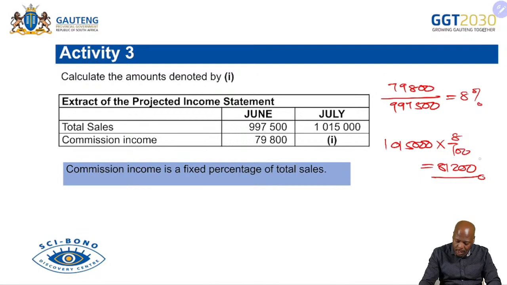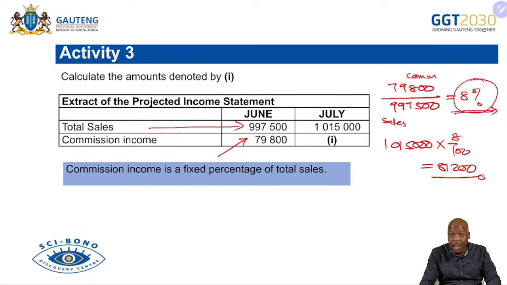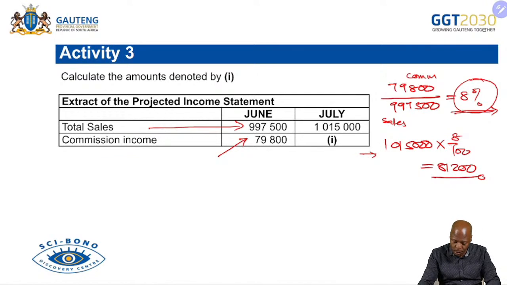Okay, let's quickly go on. So what I had to do here is to get the percentage, because out of these sales, we received this commission. So what percentage was used? So first I had to get the percentage, which is 8%. I had to take the commission and divide it by the sales. Then I realized that I'm using 8% commission. And then I take my sales in the month of July, multiply by the 8%, then you get 81.2.